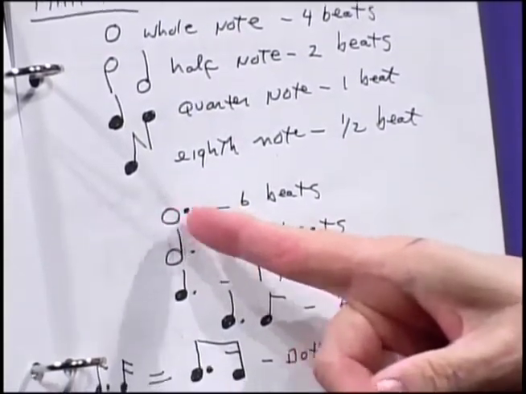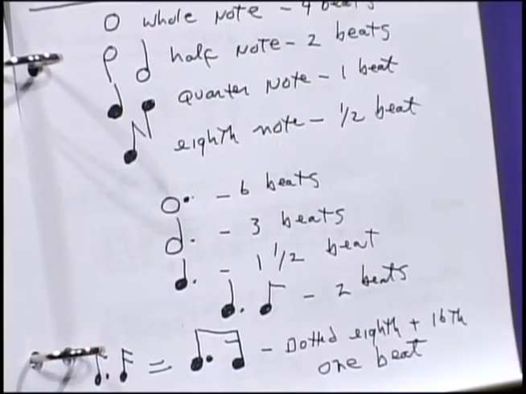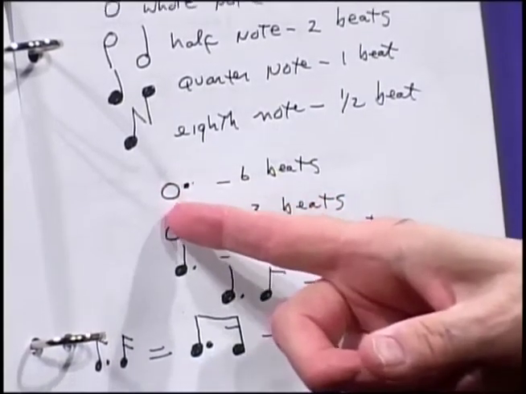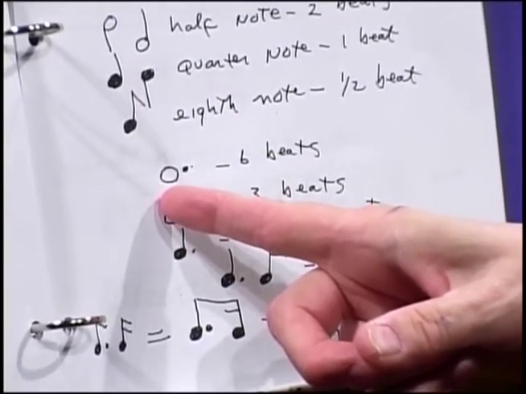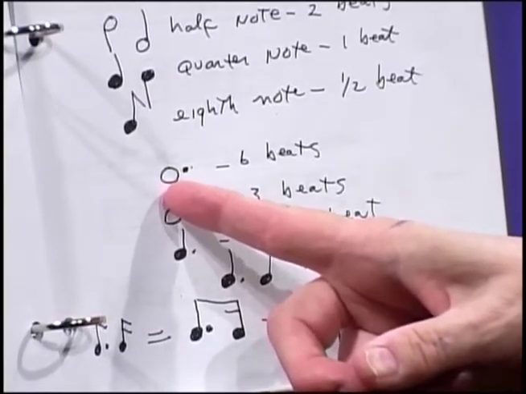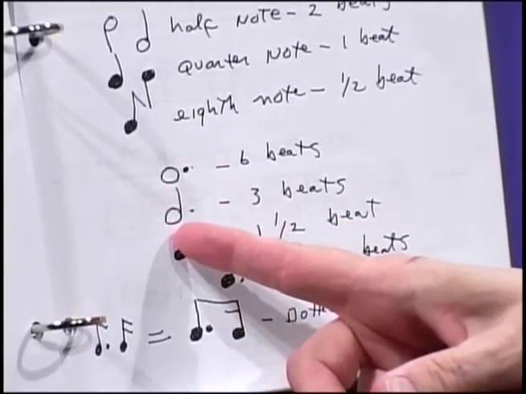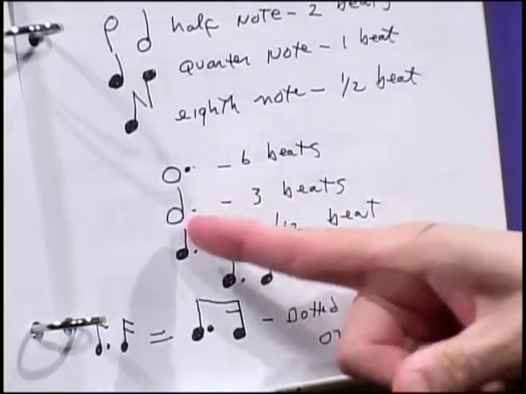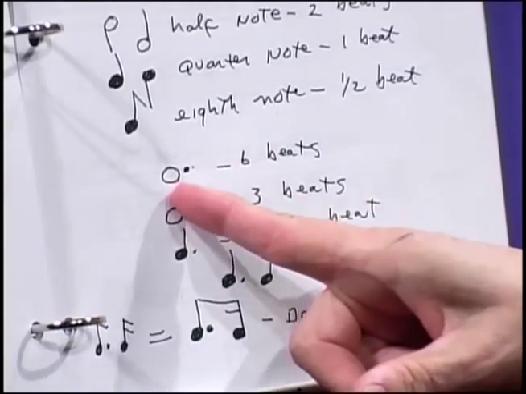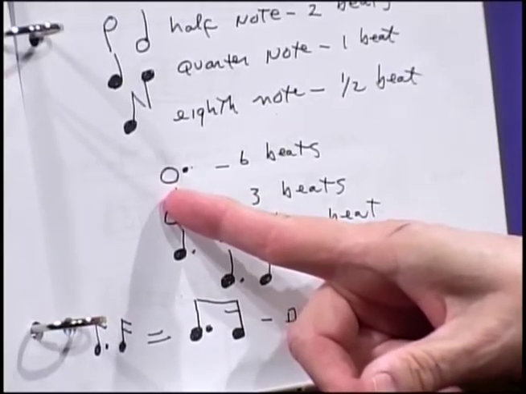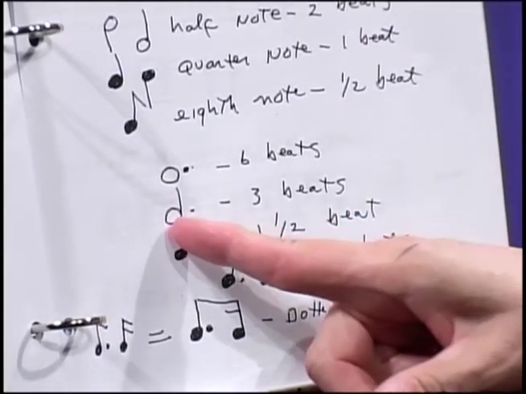If you put a dot beside a note, it's worth half the value of the note. So a whole note is worth 4 beats, let's say. That's not universally true, but it's usually true. The dot gives it half the value. Half the value of a 4-beat note is obviously 2 beats. So now, because of that dot, you add the 2 beats, and this whole note becomes 6 beats instead of 4.